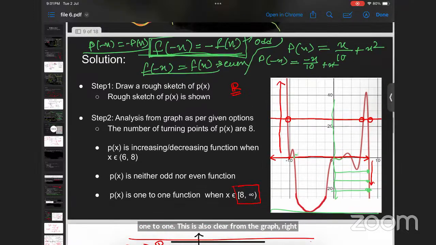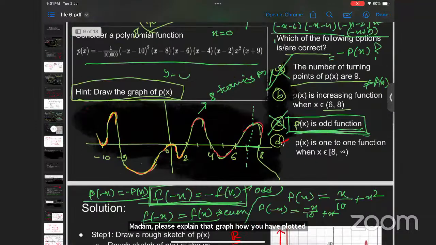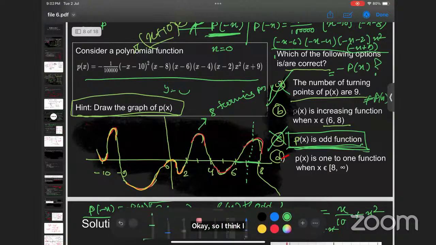Madam, please explain that graph, how you have plotted those points and all. Okay, I think I had already explained it. Ma'am, in the open session you did. Yes, you have done.